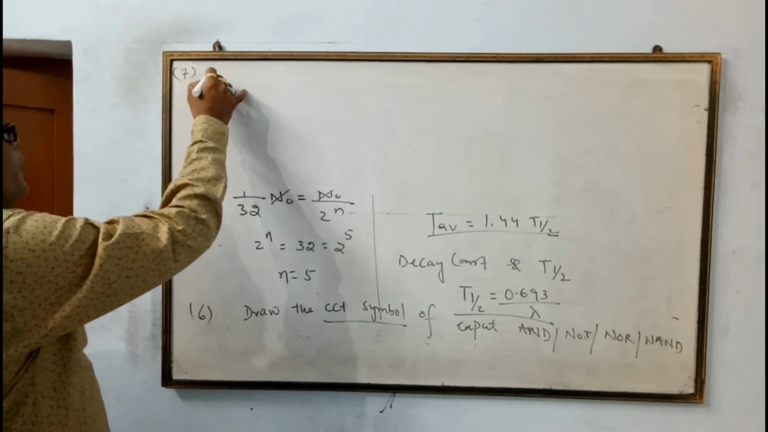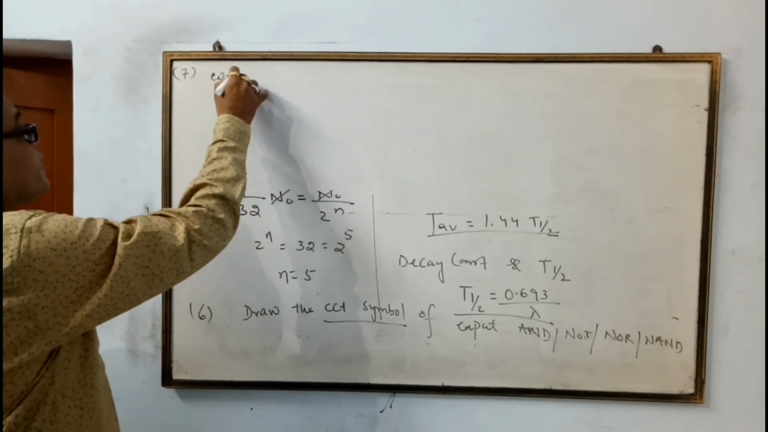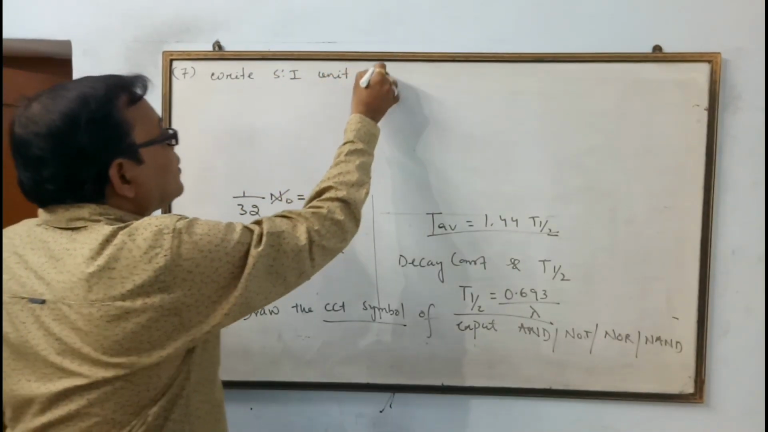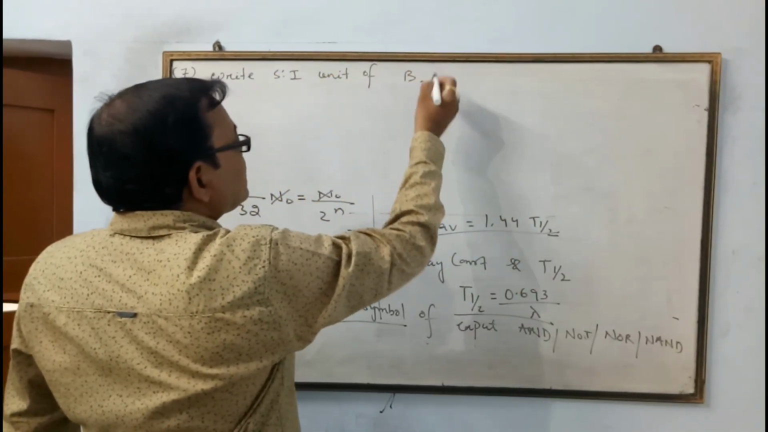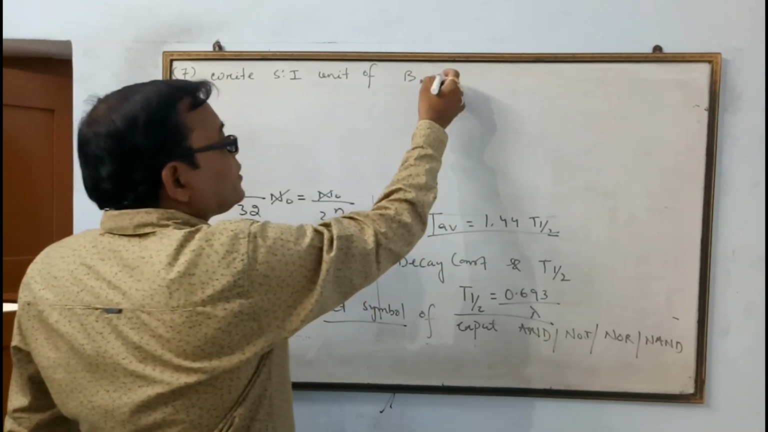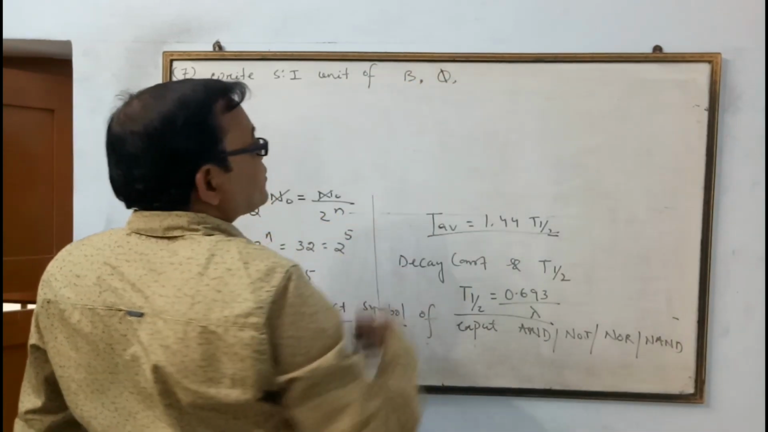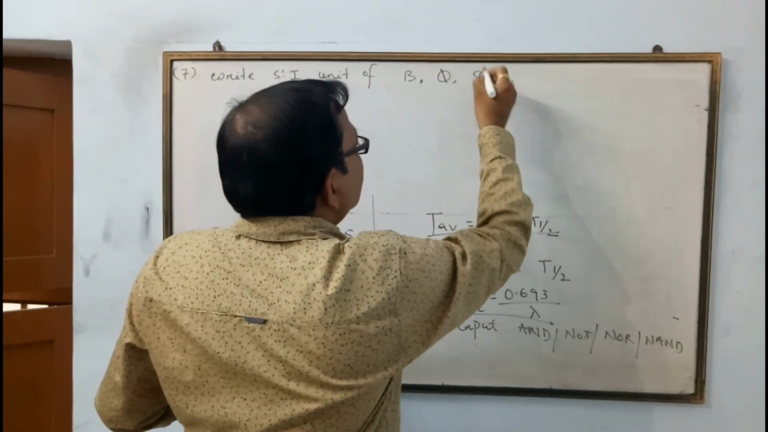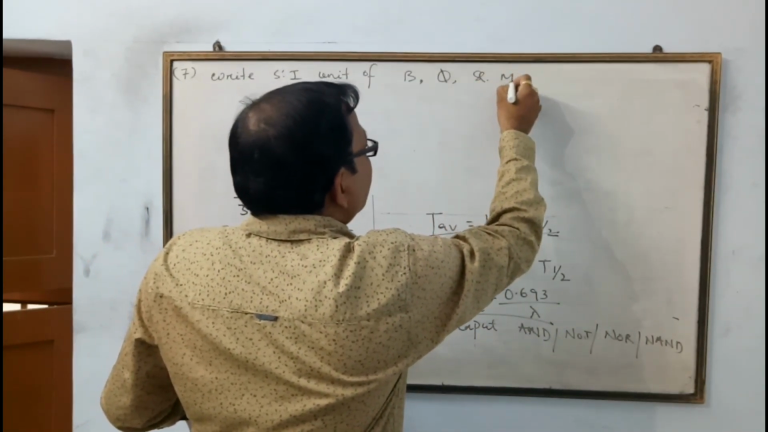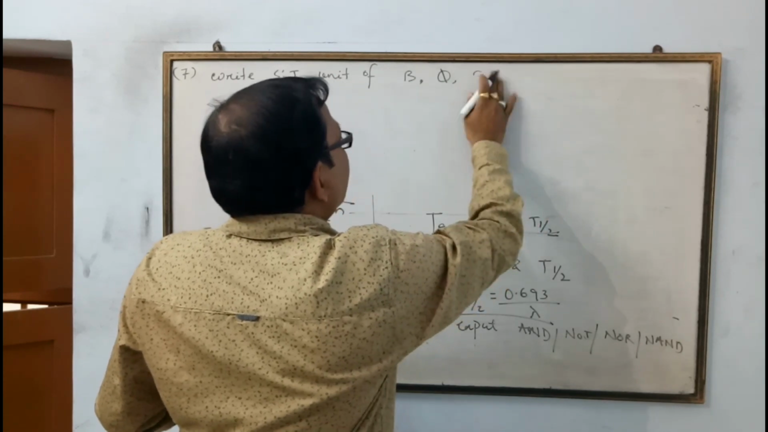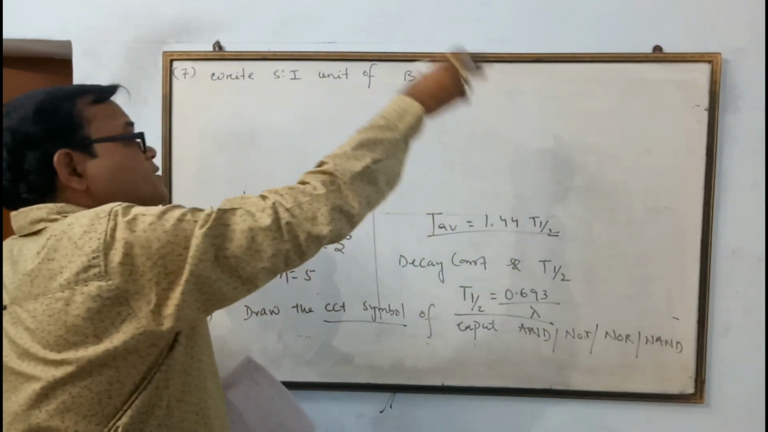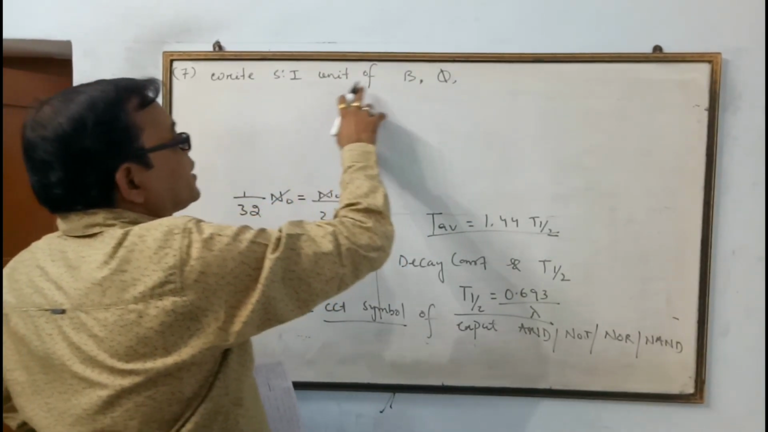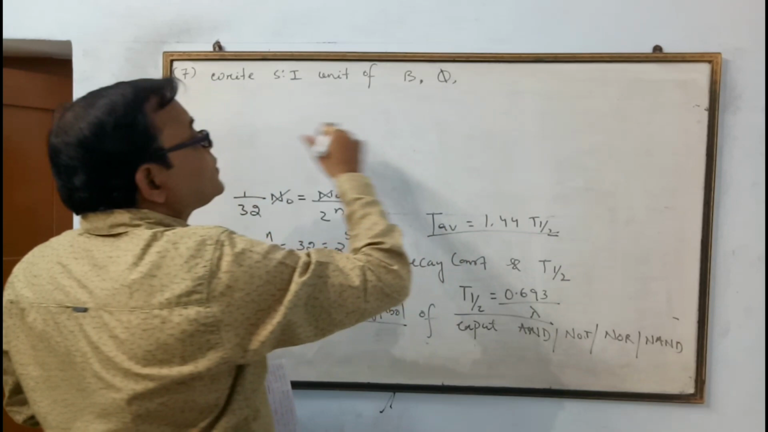Write the SI unit of magnetic field. B stands for magnetic field, and there is also magnetic flux phi. The magnetic field induction is the same as the magnetic field intensity. So my question is, write the SI unit of B and phi.